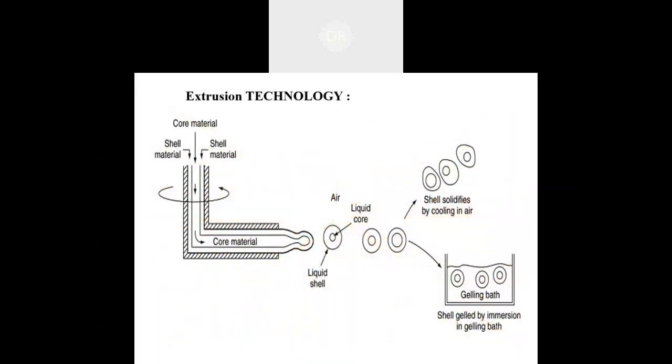Next, extrusion technology. In extrusion technology, the wall material is flowing in one direction, whereas the core material has been placed inside the wall material. After the extrusion, you will get droplets or coated material, which is larger in size than the spray drying product.